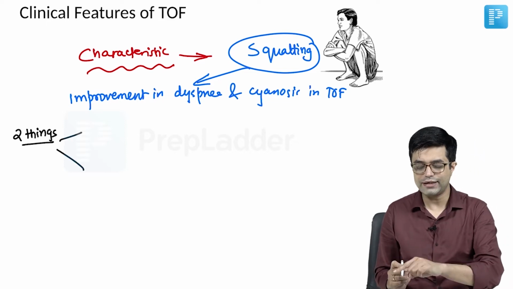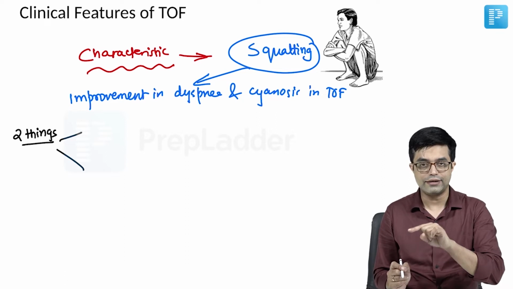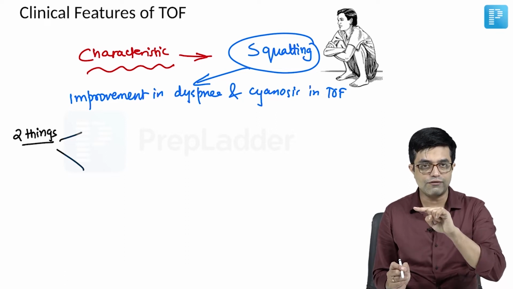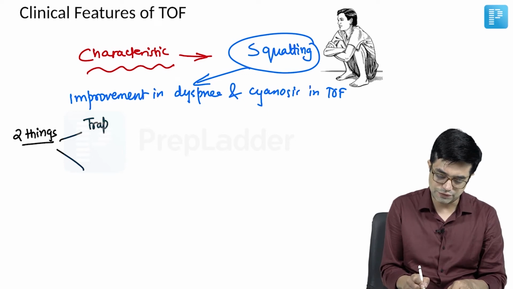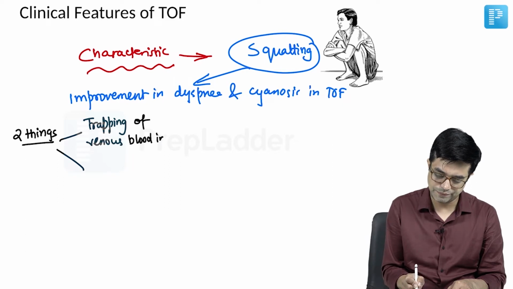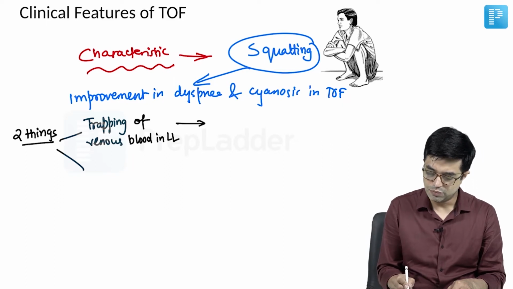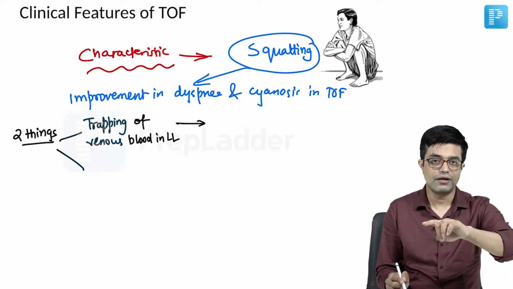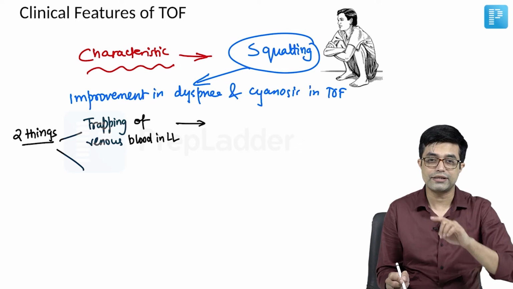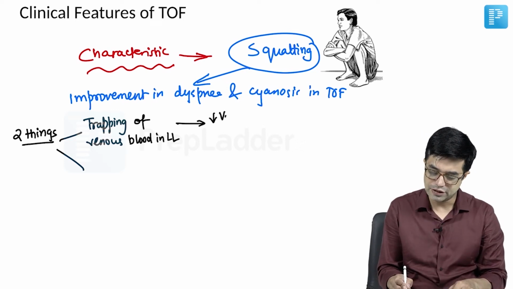First, when he is sitting in squatting, can you see that there is a trapping of venous blood in the lower limbs? So, there will be trapping of venous blood in the lower limbs. This will lead to pooling of the blood in the lower limbs, and so that venous blood will be reaching less to the right side of heart. So there will be decreased venous return to right side of heart.